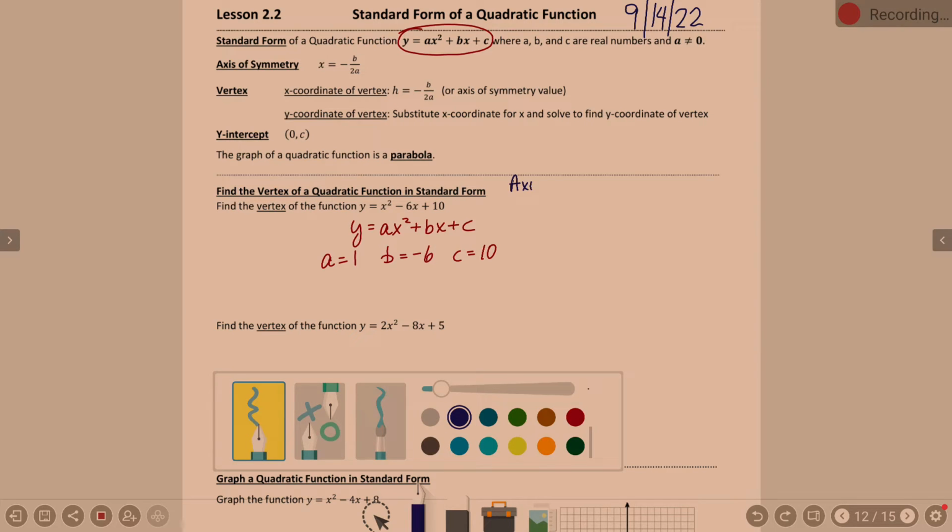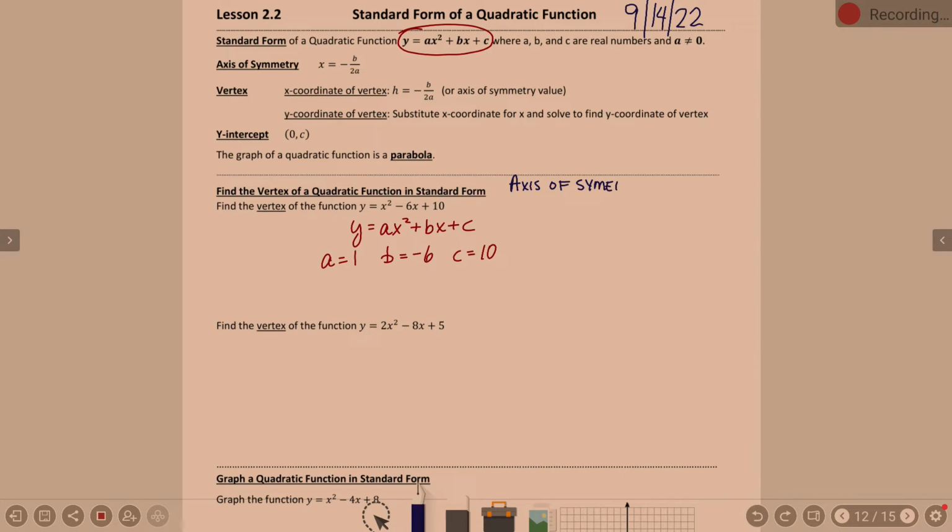Okay, we're going to start with axis of symmetry. I can't spell symmetry today. There we go. What was my formula for axis of symmetry? X equals negative b over 2a.